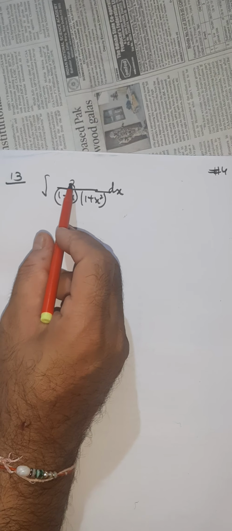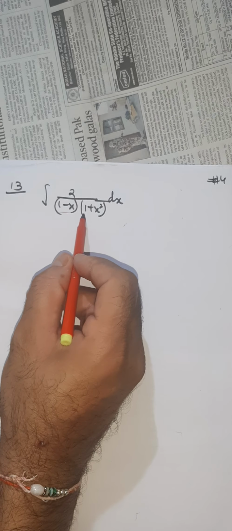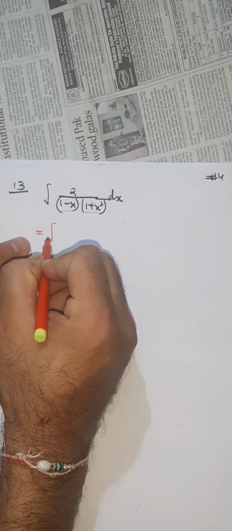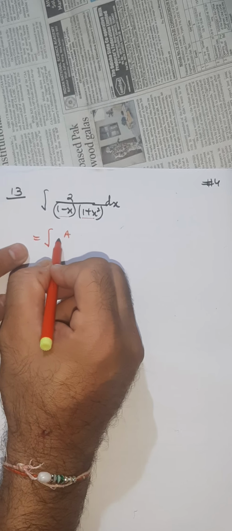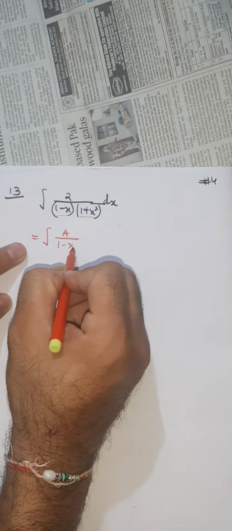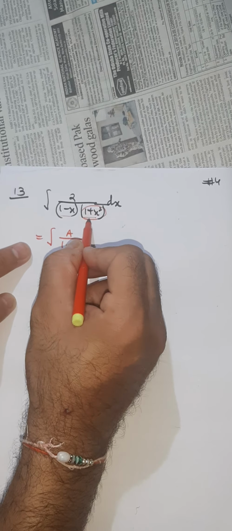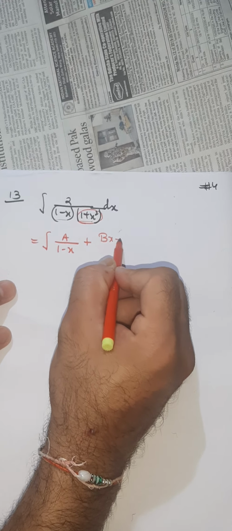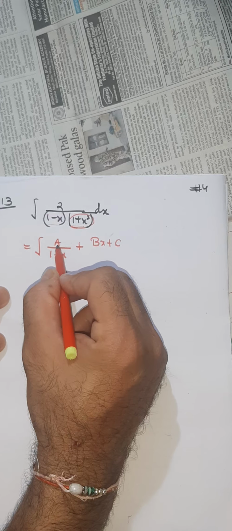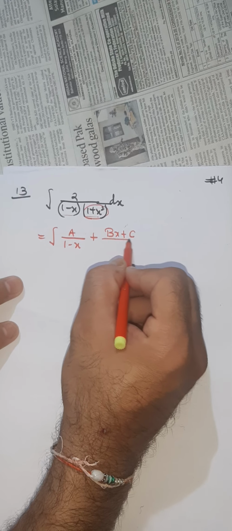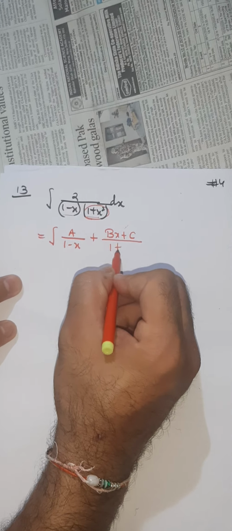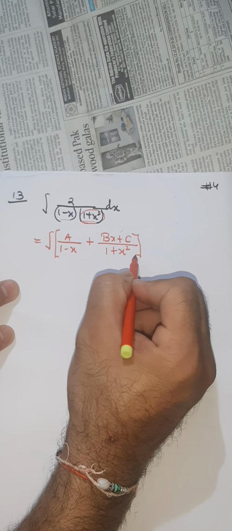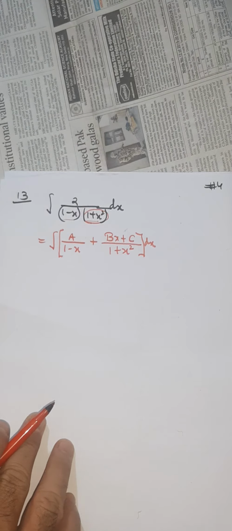Question number 13. 2 upon linear factor into quadratic factor. So we'll go for partial fraction method directly. For linear, one constant, A upon (1 minus x). For this quadratic, you need to set linear, which is Bx plus C. A I already used, so I wrote Bx plus C. You know that this is a general form. Upon (1 plus x squared) the whole dx.